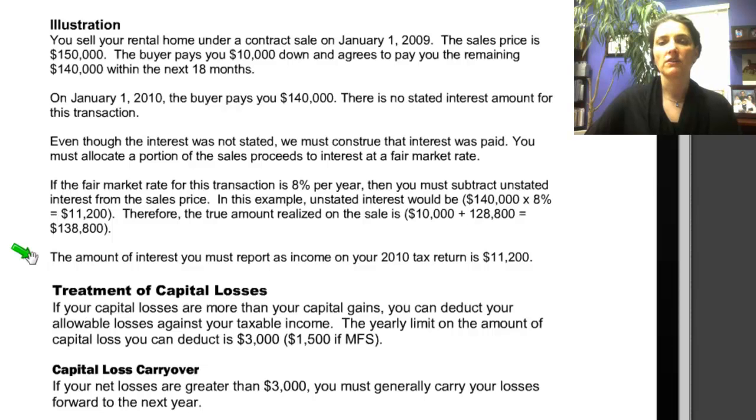So what's going on here, and why are we forced to treat part of this installment sale as interest? Well, the answer is interest does not get capital gain treatment, and the IRS wants to ensure that you don't artificially inflate the sales price of a property to disguise interest as capital gain. Interest is taxed as interest, capital gain is taxed as capital gain, and you can't finagle things in such a way as to get better tax treatment.